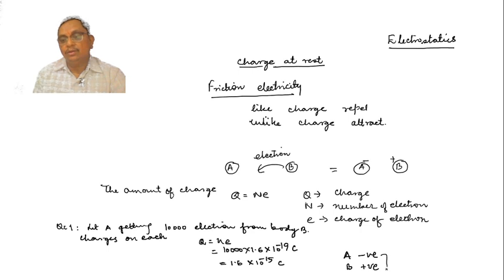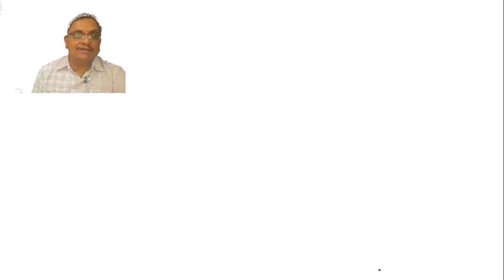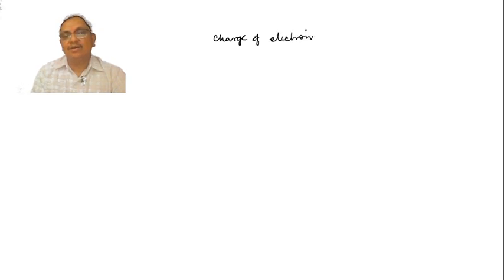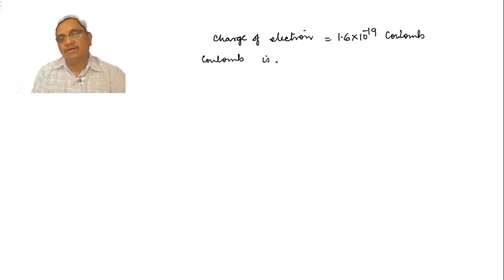You know the minimum charge is how much? That is 1.6 into 10 to power minus 19 coulomb. This is called the charge of an electron, and it is the minimum charge. And here the coulomb is the unit of charge.